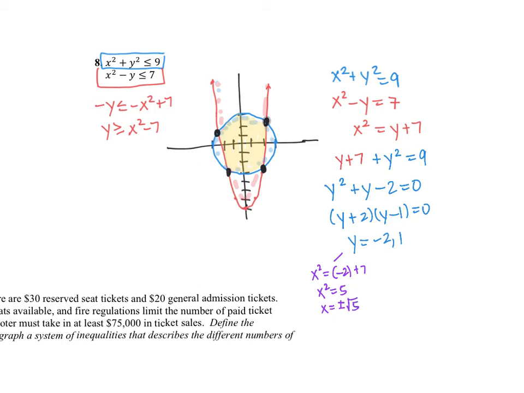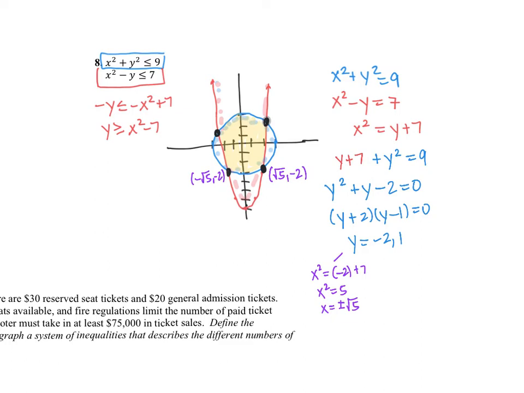Okay, so at positive root 5, -2, that must be over here. And then negative root 5, -2 must be over here, just because that's the only one that makes sense.